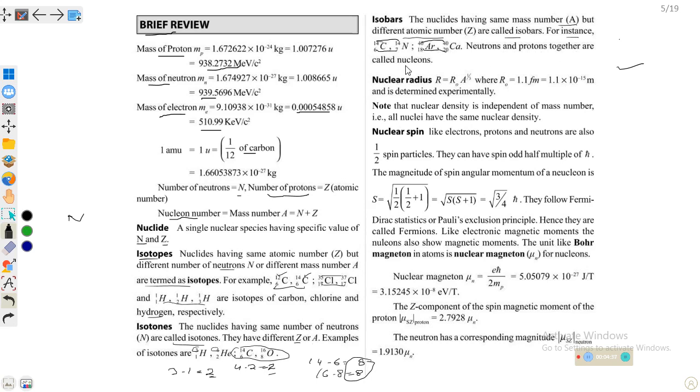Neutrons and protons together are called nucleons. Their mass numbers are the same and atomic numbers are different. These are called isobars of each other.